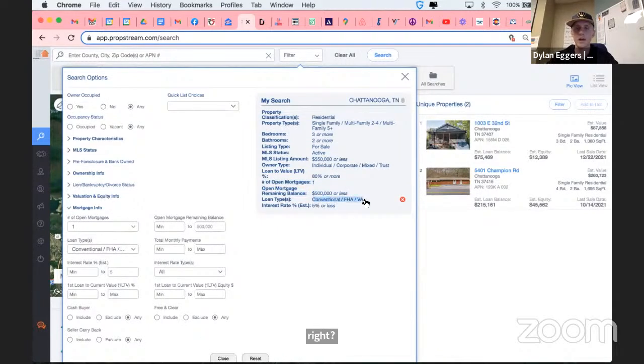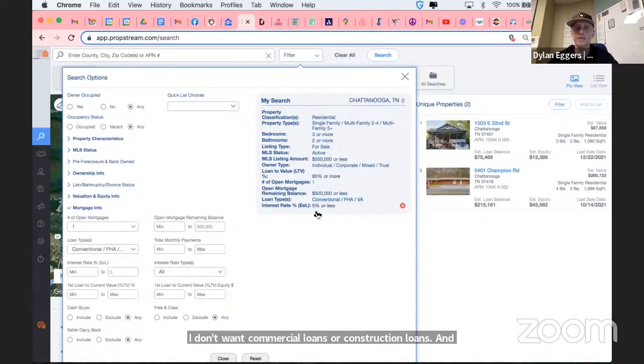Conventional, FHA or VA only. I don't want revolving credit lines. I don't want HELOCs. I don't want commercial loans or construction loans. And then interest rate 5% or less. That's the filter.